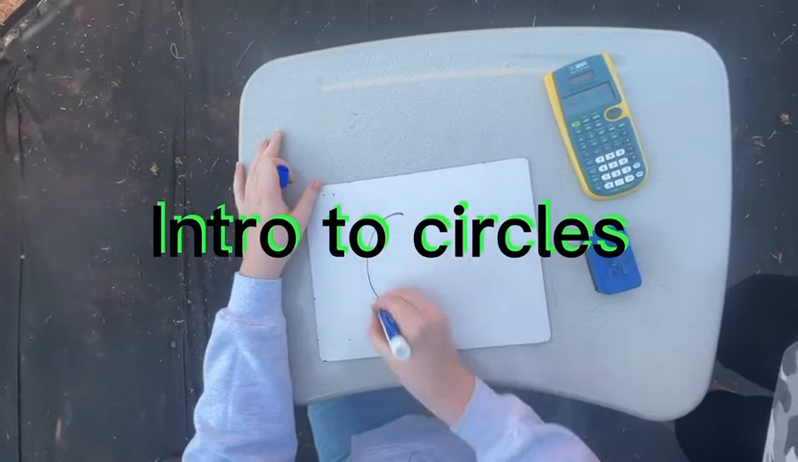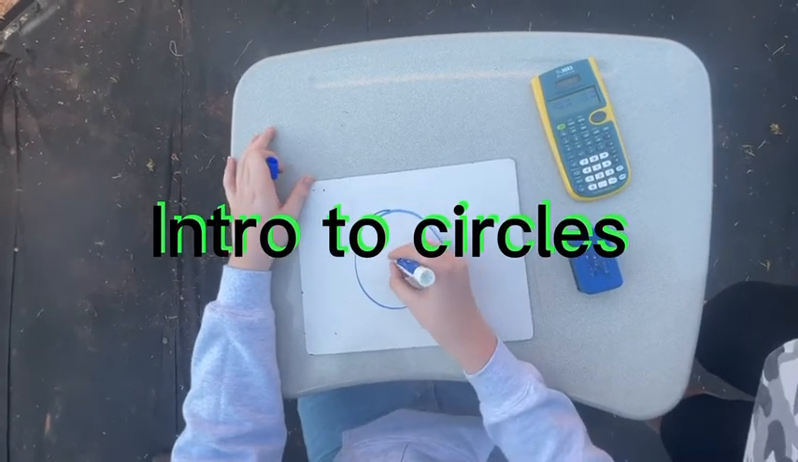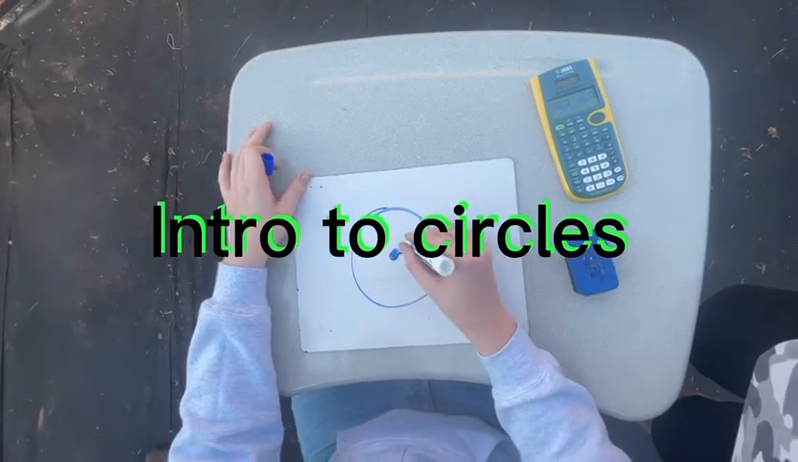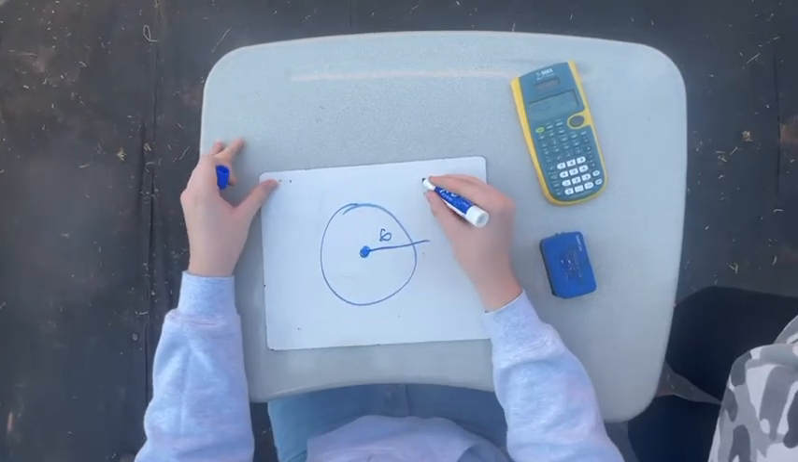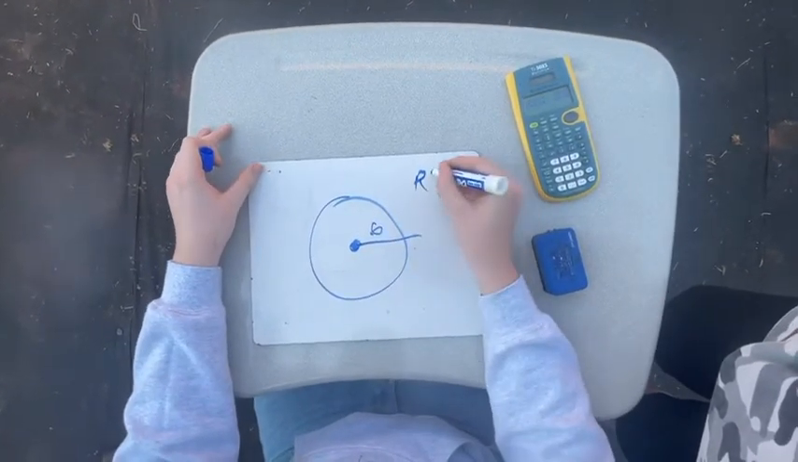This is the intro to circles. So say you have a circle and a dot in the middle and it goes out like this. Say that is 6. Well, then that dot going to the outer edge of the circle from the middle is radius, and radius equals 6.